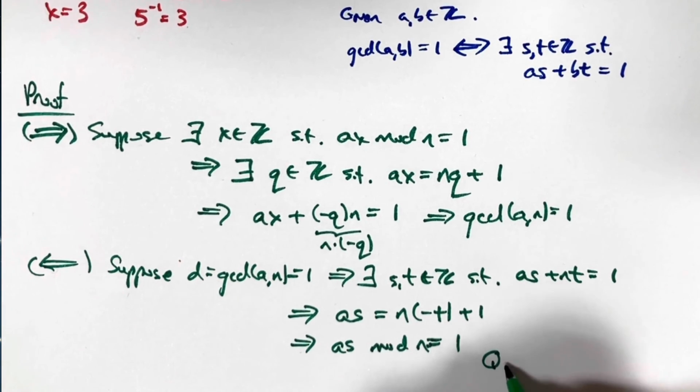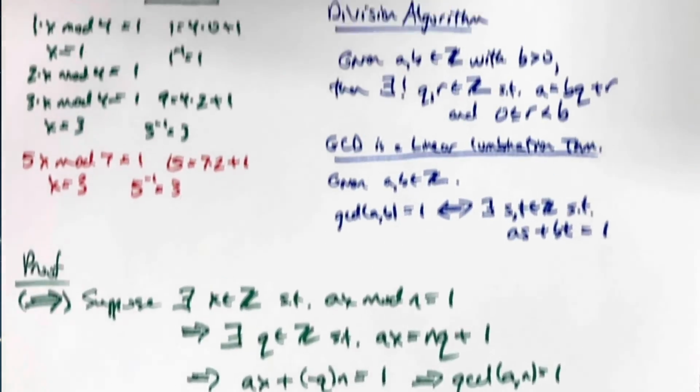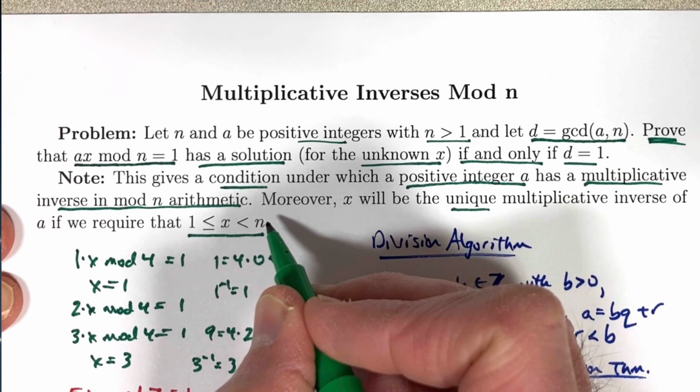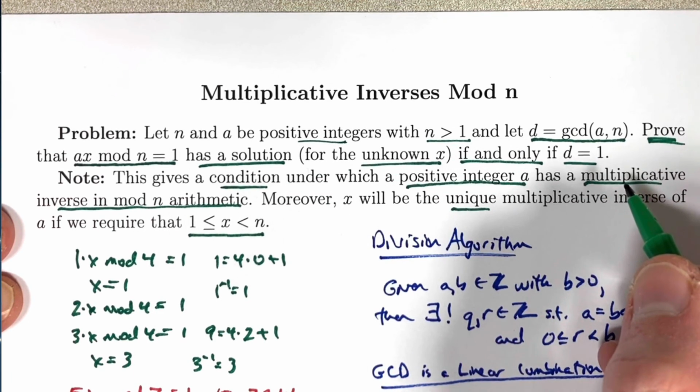In other words, the original equation, a times x mod n equals 1, has a solution. We're done. QED. Having multiplicative inverses in mod n arithmetic is important for applications like in cryptography, and this condition tells us when that happens.